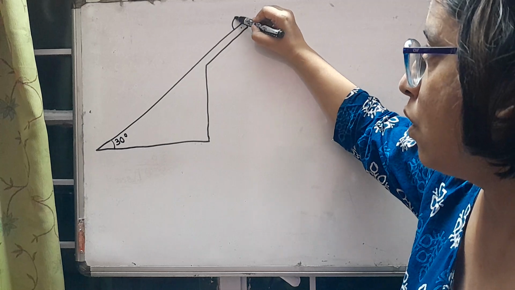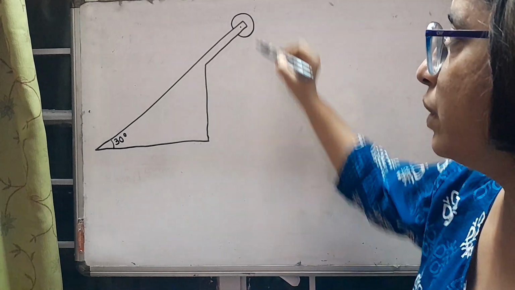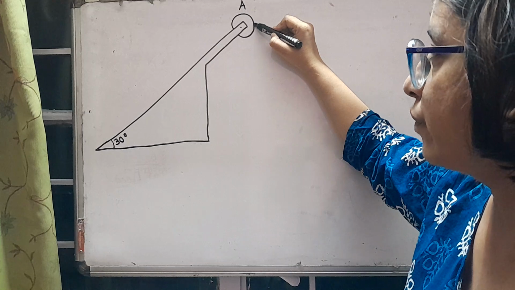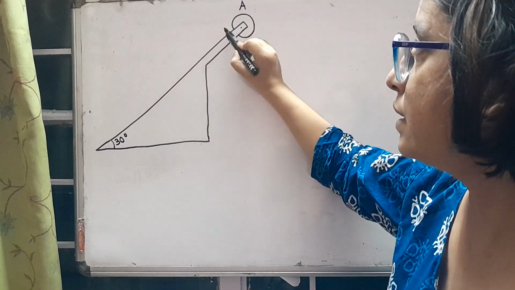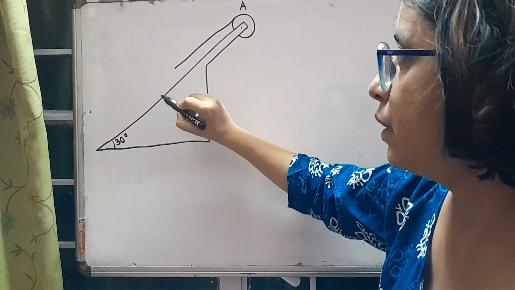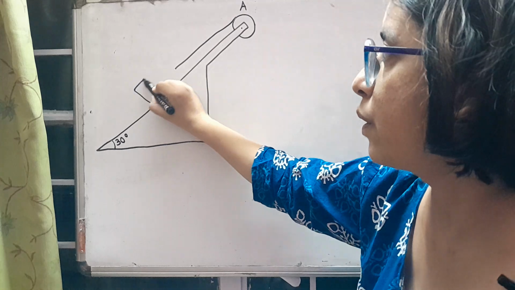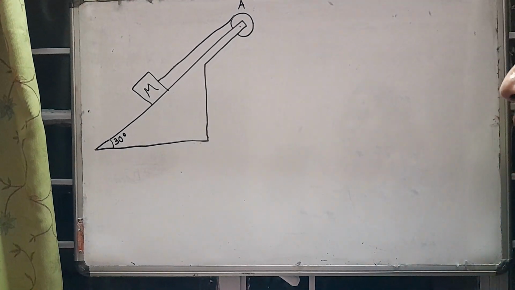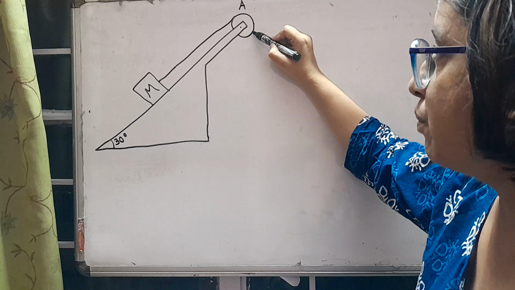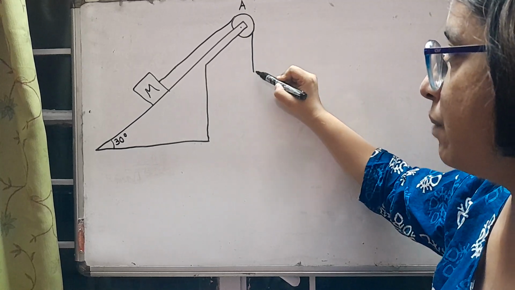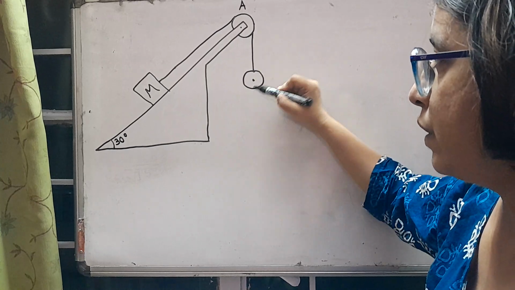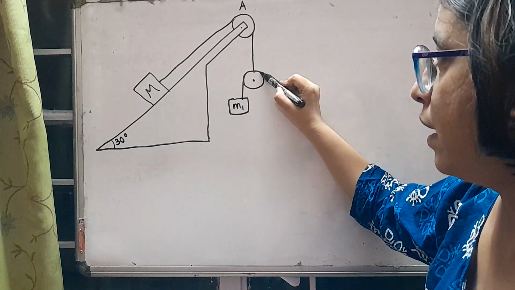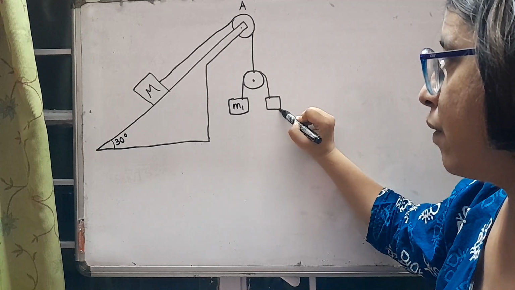There's a pulley on the inclined plane and this pulley is called A. Now, this pulley is connected by a string to a mass capital M, and this pulley in turn supports another pulley which connects two masses M1 and another mass M2.